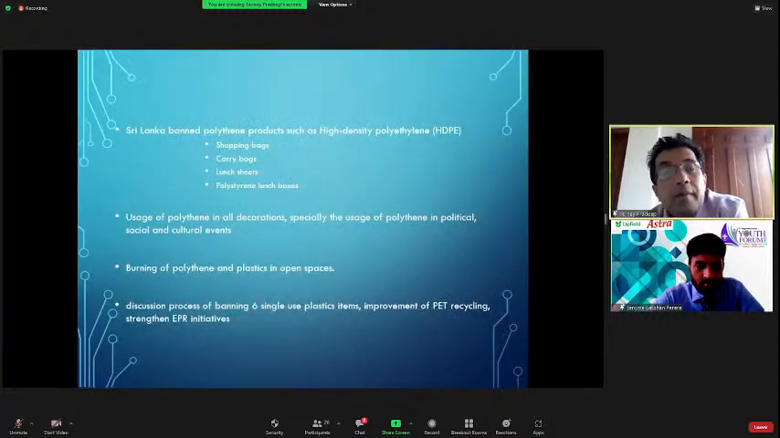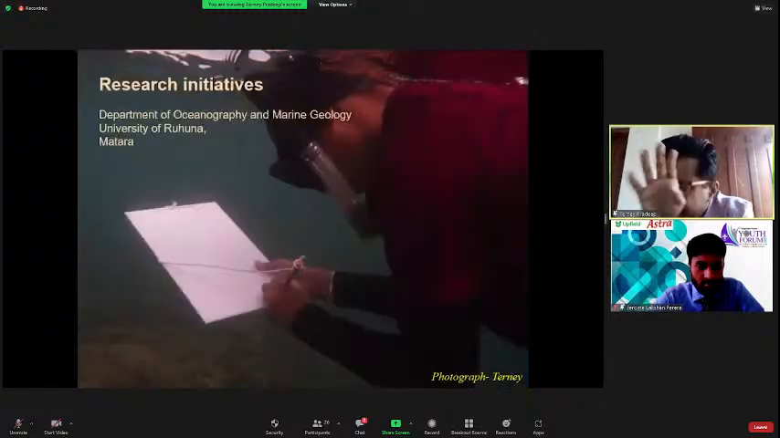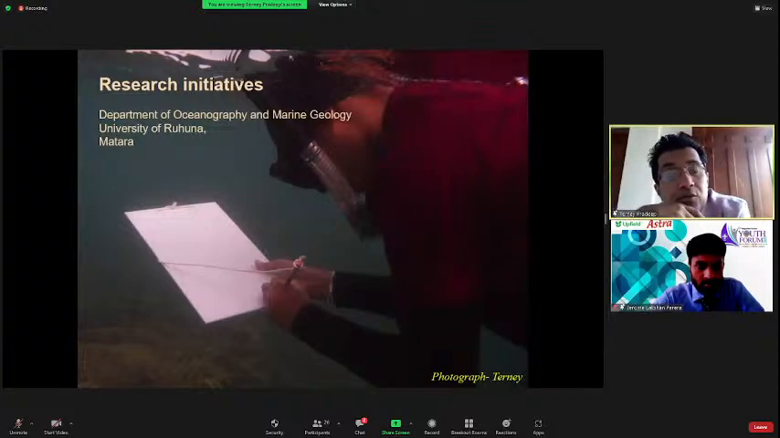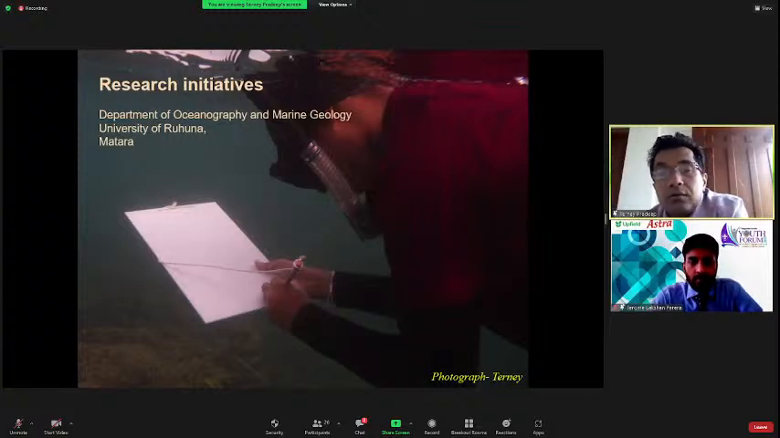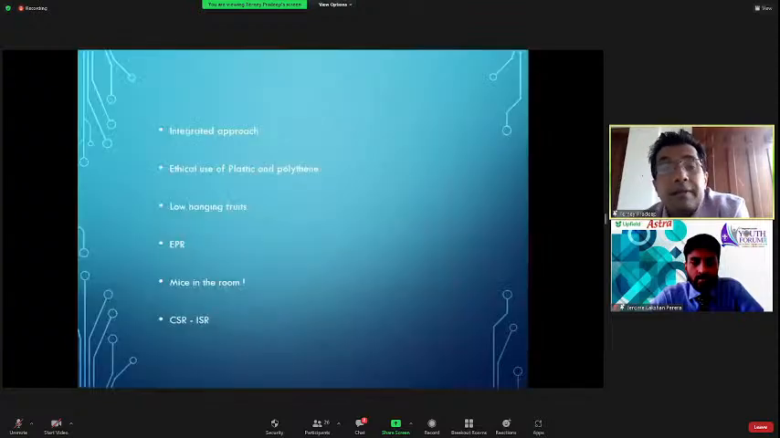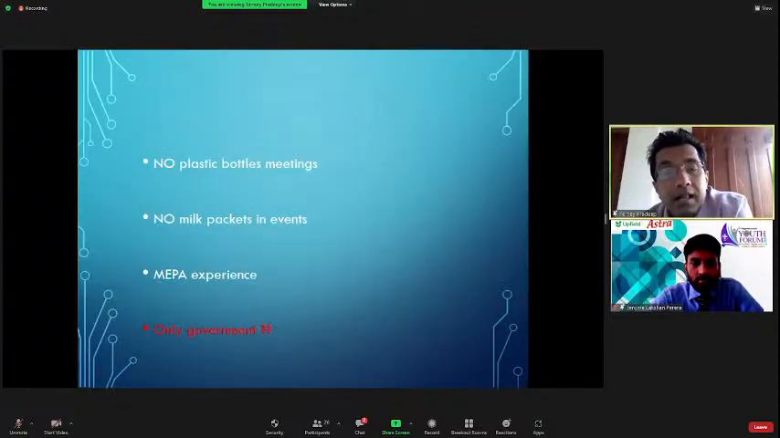Right? In Sri Lanka, we have banned a number of shopping bags, carry bags. Burning polythene in public places and open spaces is banned in Sri Lanka. I think you don't know that. And you can initiate research with universities. You can join with me to do some research with the University of Ruhuna. Get together and do some research on pollution and how to control pollution and how to establish sustainability, right?